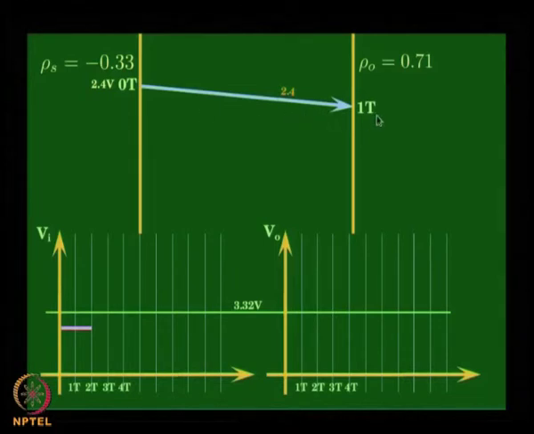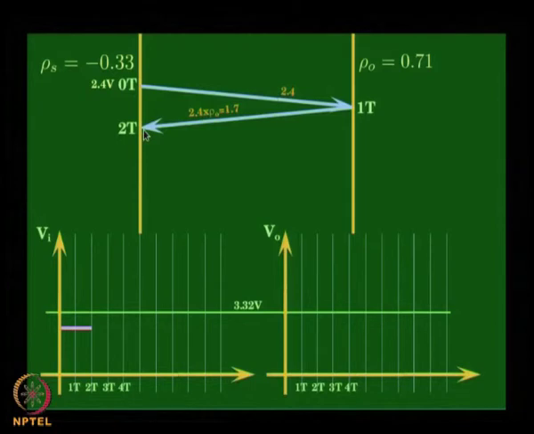And after 1 t, 1 propagation time has elapsed, 2.4 volts has passed on to the output side. The moment it has reached the output side, the output load and the transmission line impedance, wave impedance, do not match. So, therefore, a portion of it will get reflected, multiplied by the reflection coefficient. Look here, 2.4 multiplied by the reflection coefficient of 0.71 will be 1.7 volts, that is getting reflected and reaching here, and it reaches here at 2 t.